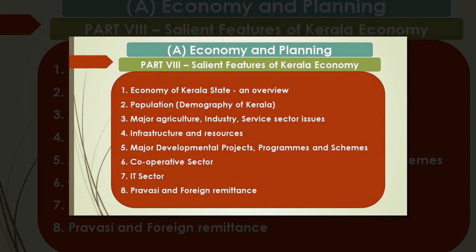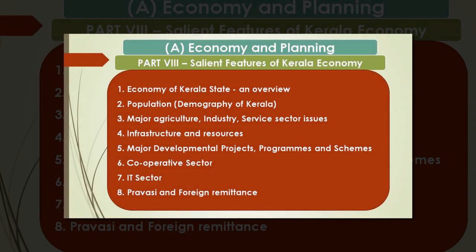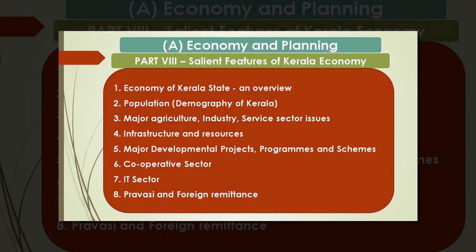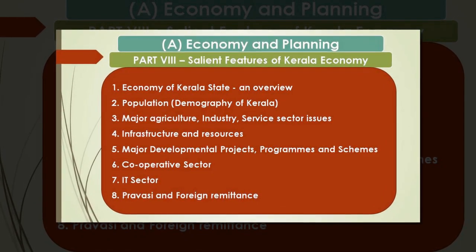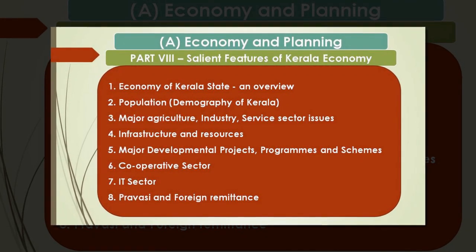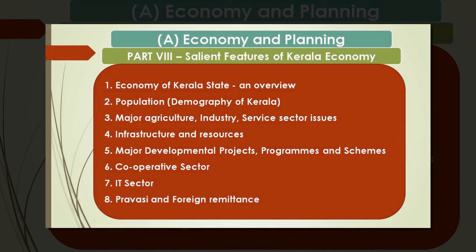We have 8 areas. First one, economy of Kerala state and overview. Second one, population, that is demography of Kerala. Third one, major agriculture, industry and service sector. The interesting thing is that the tertiary sector has been the driving force of economic growth in the state of Kerala. Fourth one, infrastructure and resources.